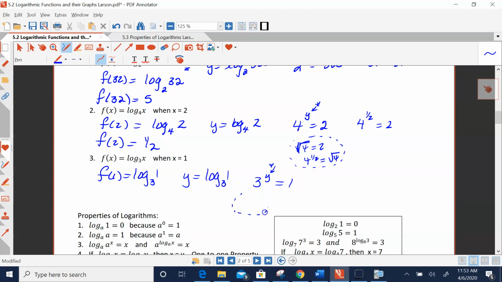Remember that anything to the 0 power was equal to 1. So 3 to what power equal 1? Well, it has to be 3 to the 0 power equal 1. And remember, our goal is to find out what is that exponent. So f of 1 would be 0. This is going to take some practice, but you'll get there.